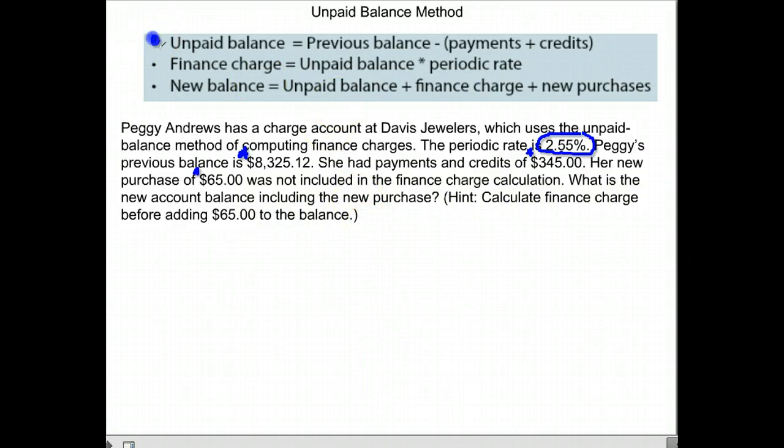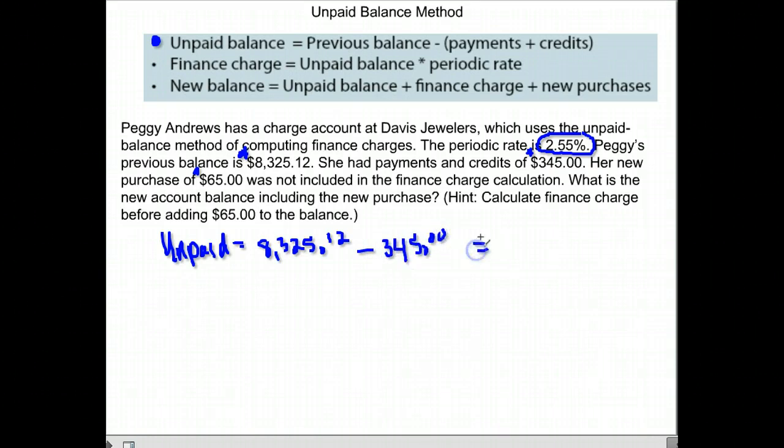Okay, and they do again say hint, do the finance charge before the new $65 is added on. So we just start up at the top here to find our unpaid balance. We take the previous balance, $8,325.12, subtract the payments and credits, which in this case was $345. And that will give us the balance that has not been paid yet. It gives us $7,980.12. Okay, we move on.